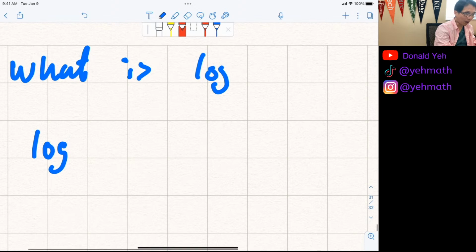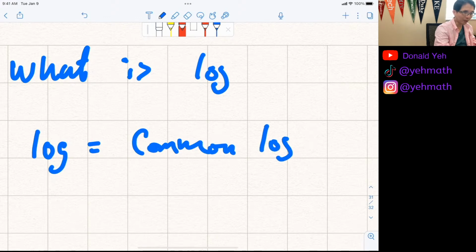What is log? If you have a log of something, this is called common log. I know some of your Algebra 2 classes didn't cover it; it depends on your algebra teacher. Oh, it's not showing up on screen. Sorry, you guys are looking at me.